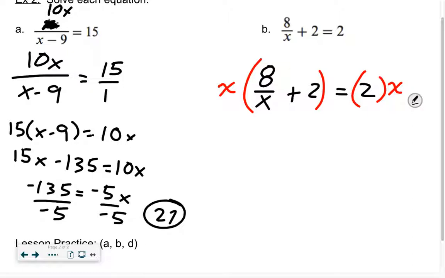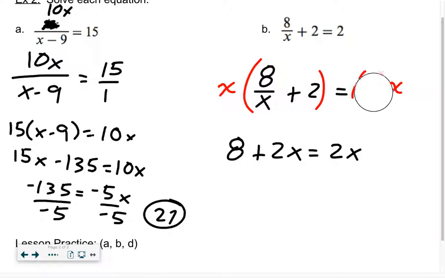Because my x's will cancel here, leaving me with 8. X times 2 is just 2x, and 2x. And there's a reason why this is not coming out for us because I have a typo here. Let's change that 2 to an x. x squared. Now we'll actually come up with an answer as opposed to no solutions.